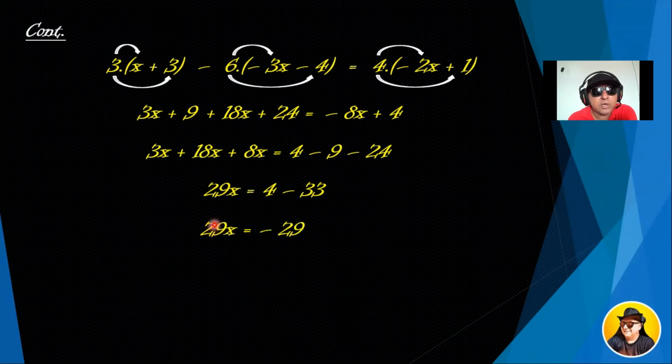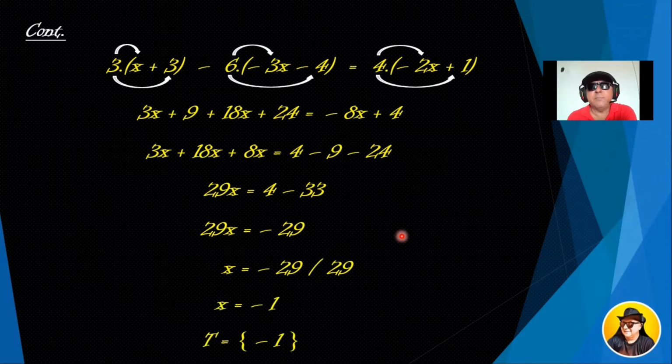This 29 here comes to the right side of the equation dividing. So I have x is minus 29 over 29. I can divide it exactly, so I'll do it. And x is minus 1, so the solution set is minus 1. Okay, we have finished another question. Let's see the next one.